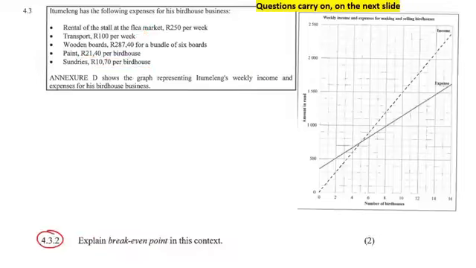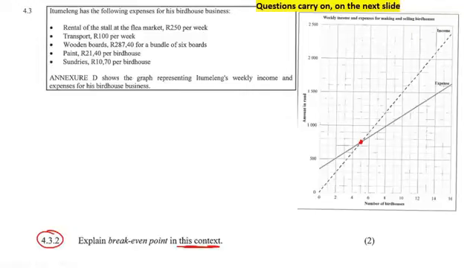Alright, so now moving on to this question. It says, explain the break-even point. They're not saying just give a definition. They want you to explain it in this context. So according to this business, what does it mean? What does break-even point mean? It's the point where the income is the same as the expenses. It's this point over here. It's where the person is not making any profit, but also not making any loss. The income and the expenses are exactly the same.